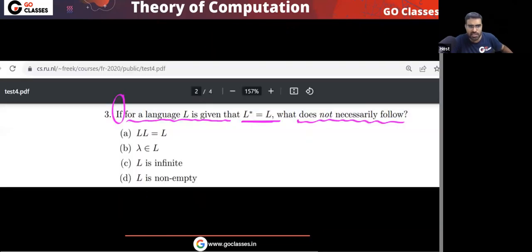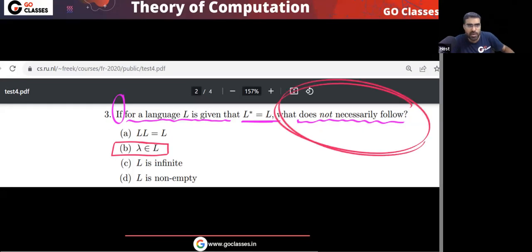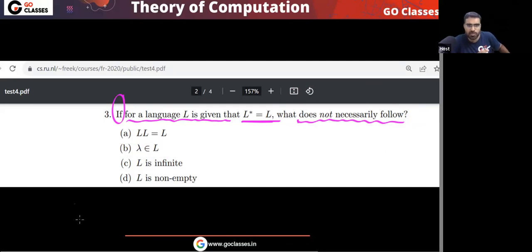But what is the question asking? This will definitely happen, but the question is asking which may not happen. So this will not be the answer. Option B will not be the answer, because the question is asking which may not happen.